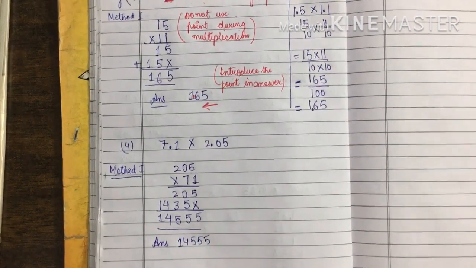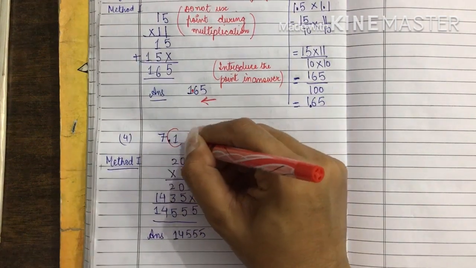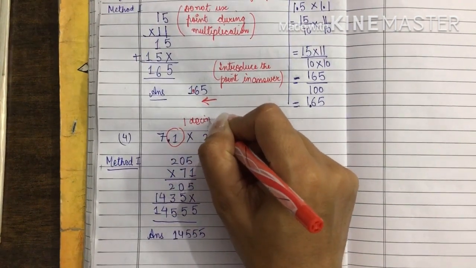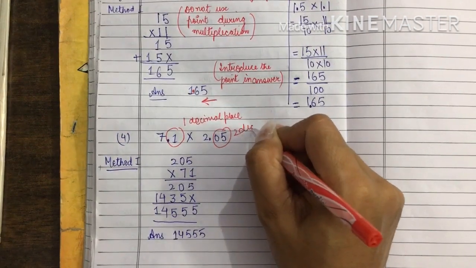And to put the point back, I go to my question. From the question, identify how many decimal places were there. So here I have got 1 decimal place. This is 1 decimal place. And here I have got 2 decimal places.